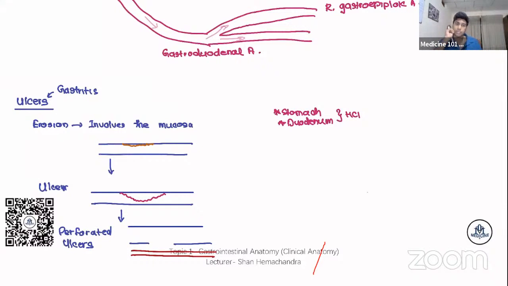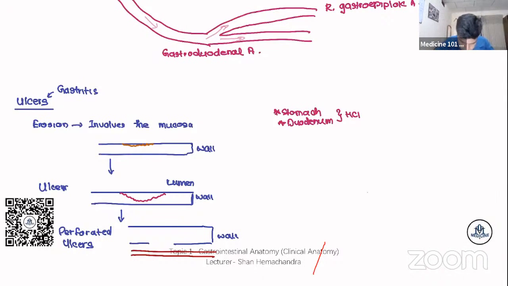Can someone tell me what perforated ulcer means? It goes deeper, right? It basically destroys the wall. So guys, I'm not drawing a lumen here. This is the wall, not the lumen. Here's the lumen. Don't get confused. The ulcer will basically destroy the entire wall.